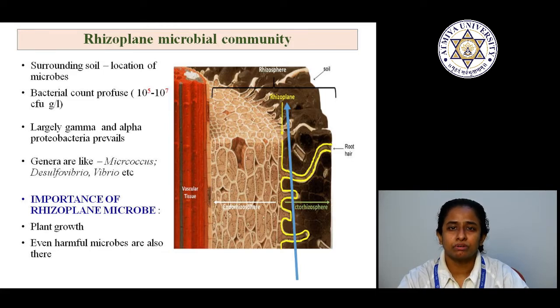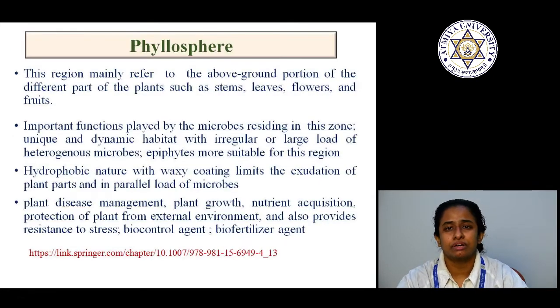Now, there are certain genera whose scientific names you need to understand, like Micrococcus, Desulfovibrio, Vibrio. These are the typical groups of bacteria you can come across in the rhizoplane region. Now, importance: why should we study the rhizoplane? The rhizoplane community is studied to see the growth of the plant as well as the availability of harmful microbes and how to inhibit them. To know this factor, we generally go for the rhizoplane. This much is enough for you to know for right now.